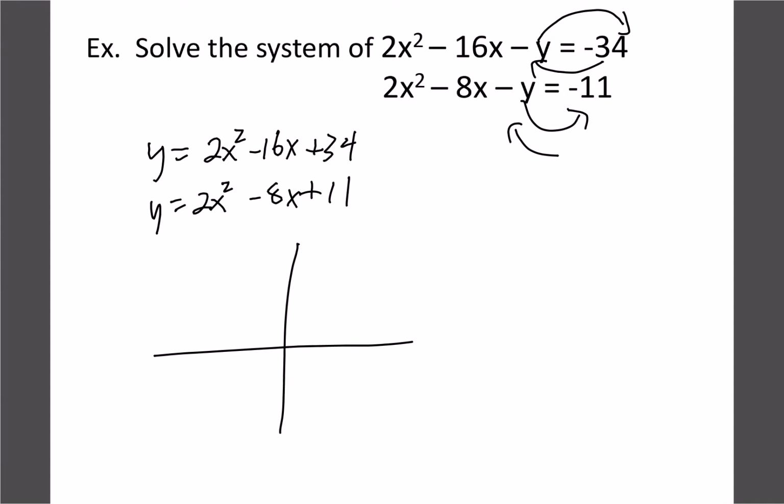Okay, we have two quadratics. You can see both of them have 2x squared. So what happens with that one, just like linear ones, they're not really slopes, but we have the same a value in that quadratic equation.